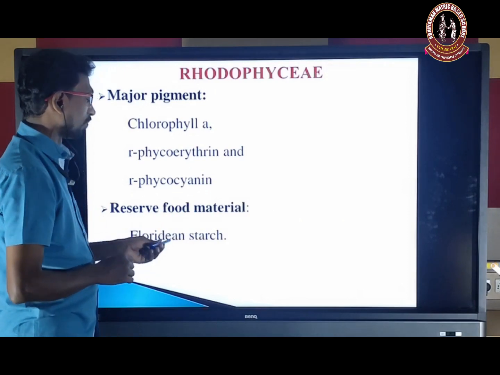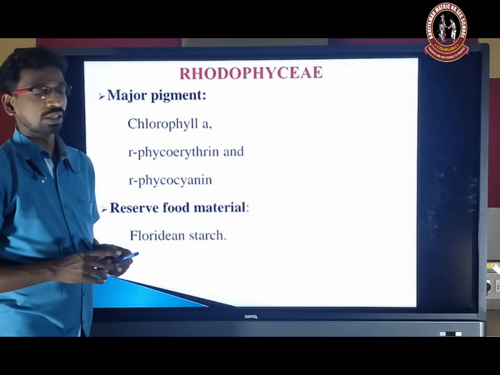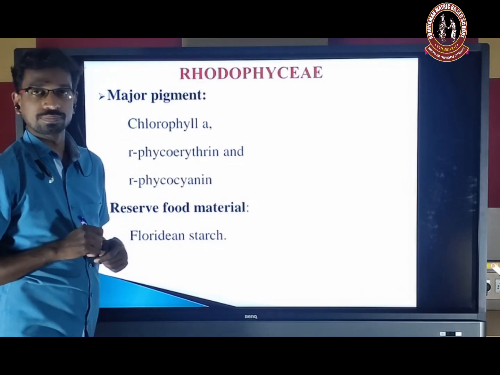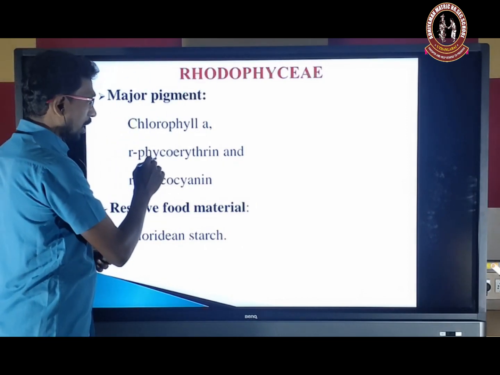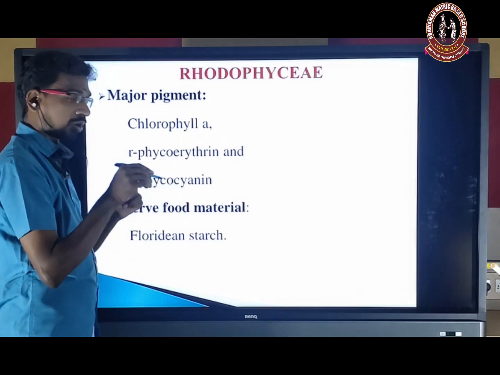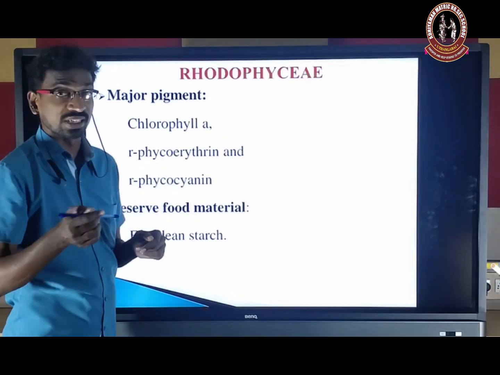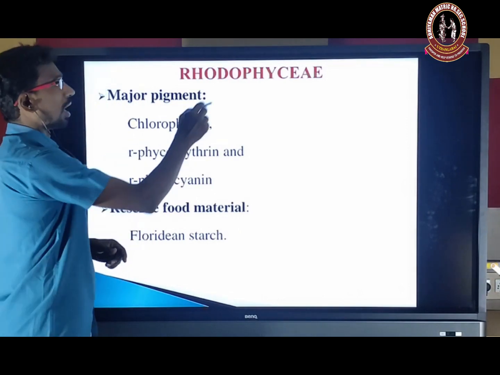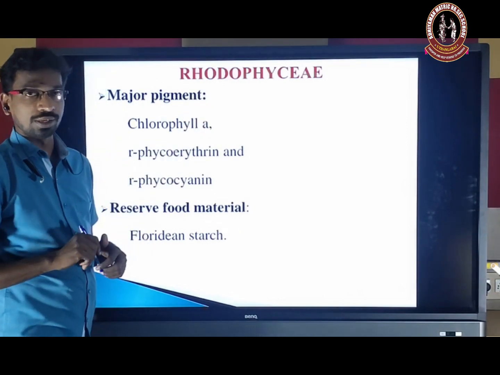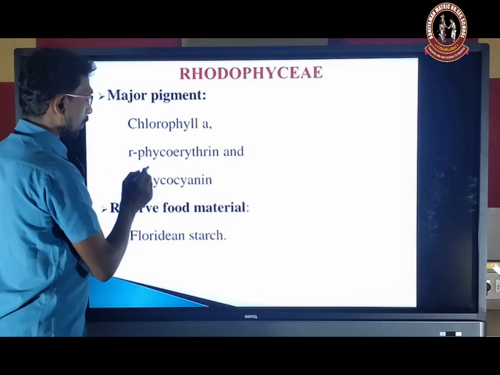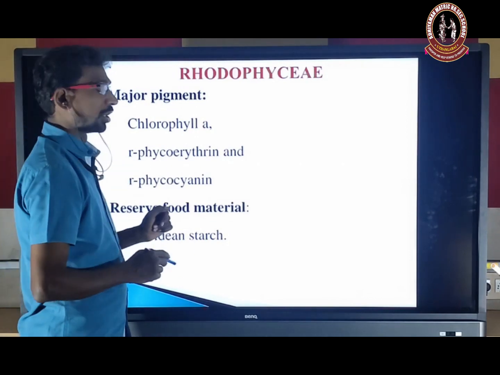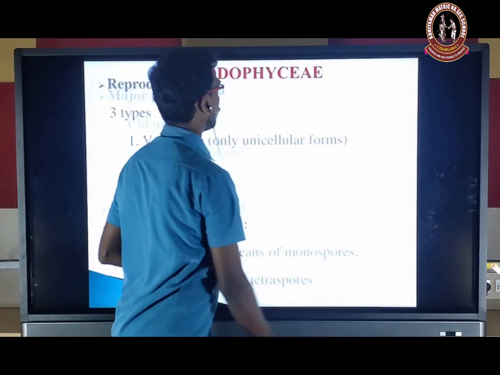The reserve food material is floridean starch. So what does the "OR" mean? OR represents the Rhodophyceae, because phycoerythrin and phycocyanin are also present in cyanobacteria. So if they mention OR, it means it belongs to Rhodophyceae, the red algae: Rhodophyceae phycoerythrin, Rhodophyceae phycocyanin. Floridean starch is the reserve food material.